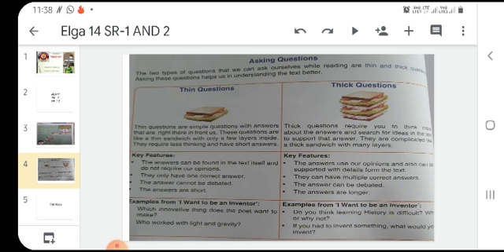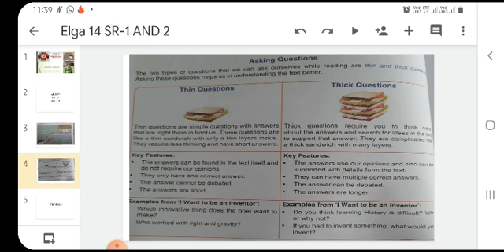Now the second type of question is thick questions. Thick questions require you to think more about the answers and search for ideas in the text to support your answer also. So they are complicated, like a thick sandwich which has many layers. What are the key features of thick questions? The answers use our opinions and can also be supported with details from the text. They can have multiple correct answers. The answers can be debated also and the answers can be longer.